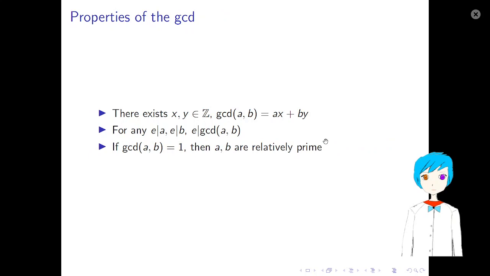There are some properties of the greatest common divisor. There exist integers x and y such that GCD(a, b) equals ax plus by. And next is what we just introduced: if e divides a and e divides b, then e divides GCD(a, b). Specifically, if GCD(a, b) equals 1, then we call a and b relatively prime.